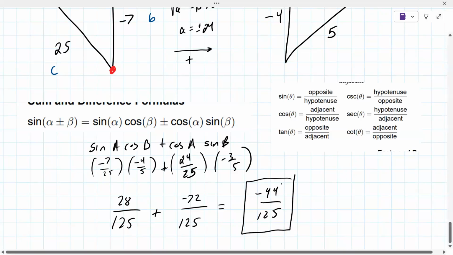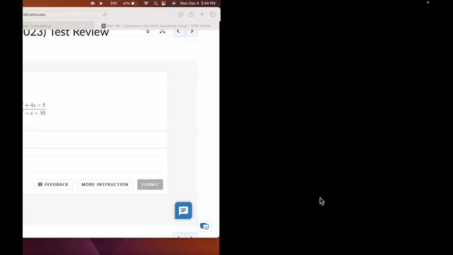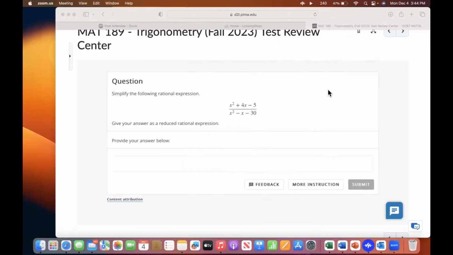Go ahead and share your screen whenever you're ready. Okay, this one just says to simplify, but I don't know. Yeah, this one is, I mean, you're sort of out of trig at this point. Sometimes it'll give me refresher questions, but I can't skip them.